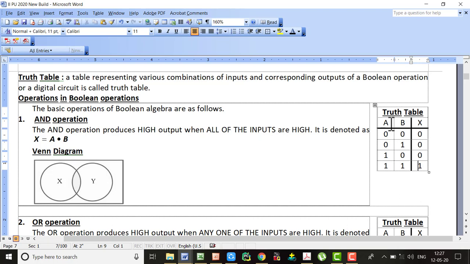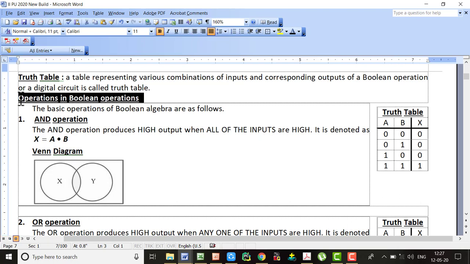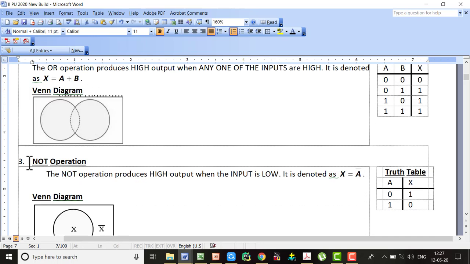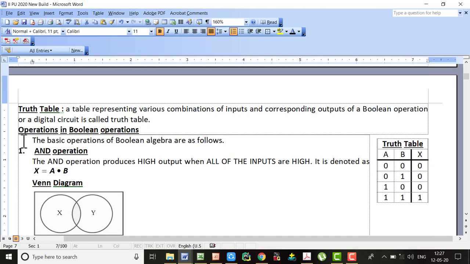Moving on to the next topic, which is called operations in Boolean algebra. We have three basic operations in Boolean algebra. They are the AND operation, the second is the OR operation, and the third is the NOT operation. Now let us discuss them one by one. The first one is called the AND operation.